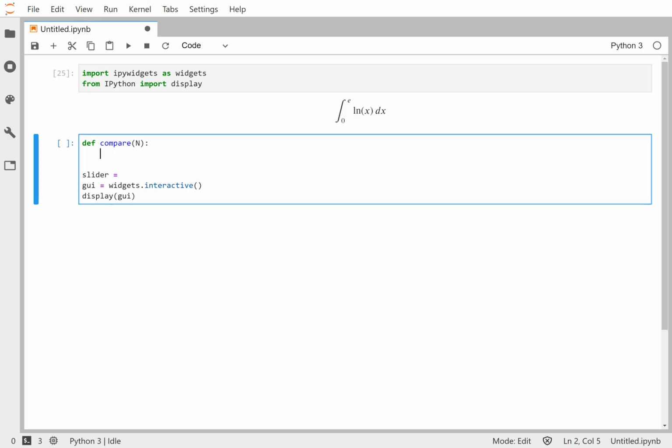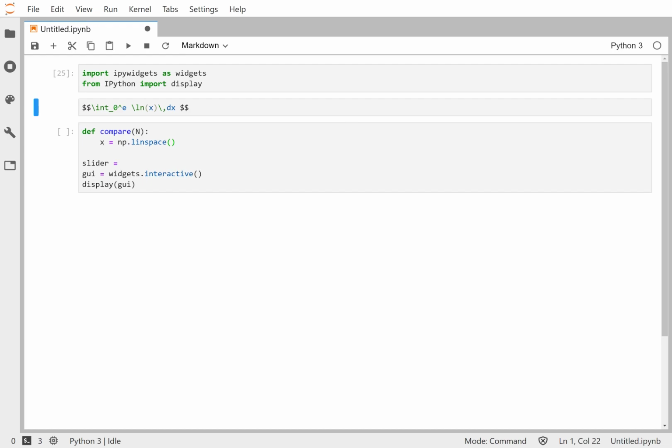So up here in my compare function, I'm going to create a bunch of x values, because the trapezoidal rule and the Simpson's rule that live in SciPy like to work on arrays. So they need an array of x values and an array of y values. Typically, the way you get your x values is with a linspace ranging from the lower limit to the upper limit. So let's do, all right, I typed the wrong lower limit. This should be a 1.